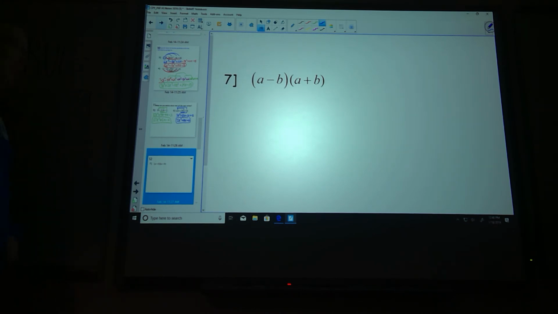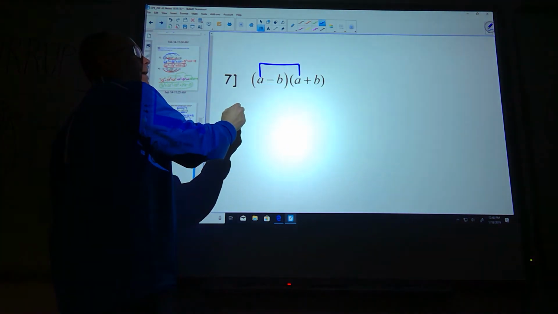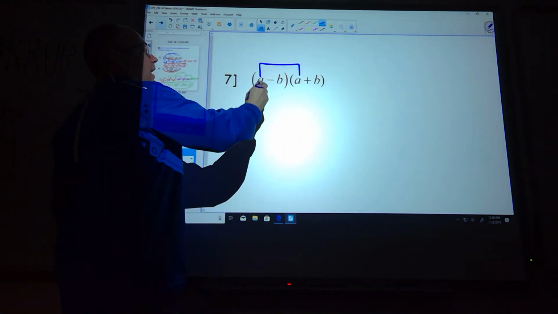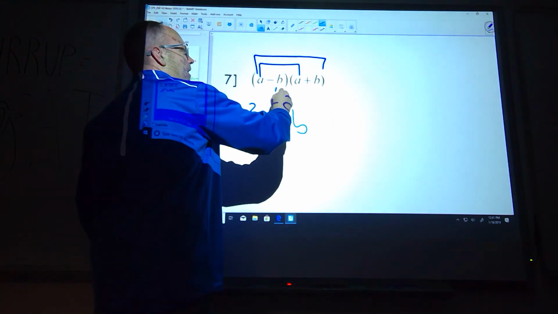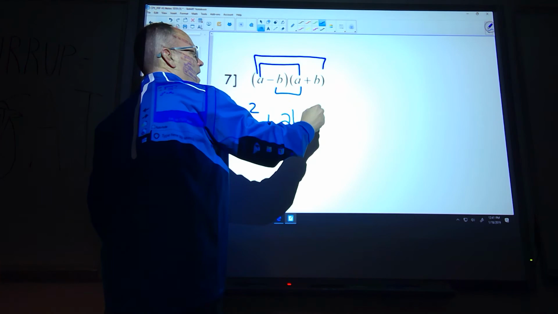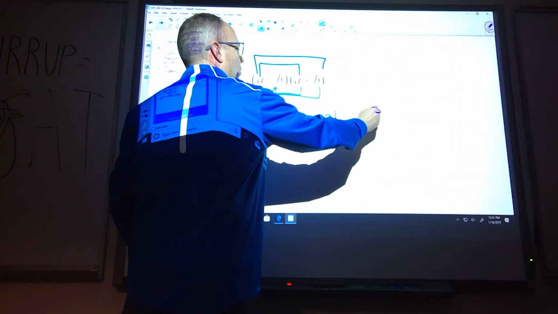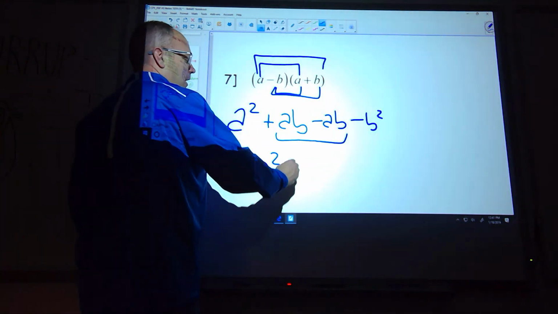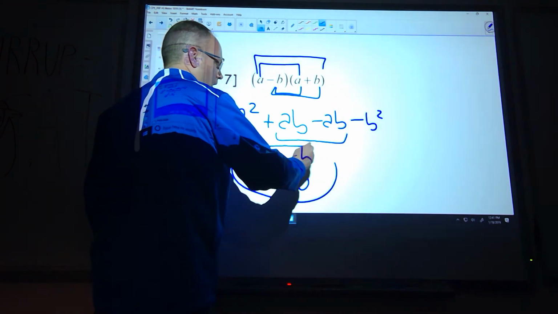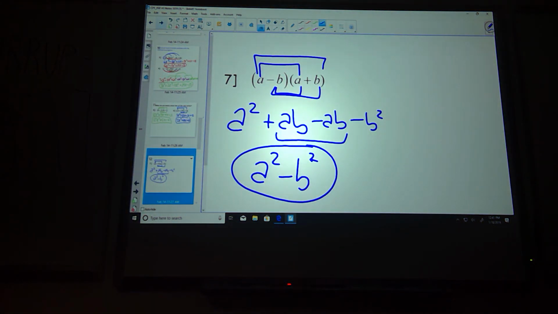All right. I think this is almost the last problem. What is a times a? What do you think a times a would be? A squared. Very good. And then a times b is ab. Then multiply that, and it's going to be negative ba or negative ab. And then that's going to give me negative b squared. These are opposite terms. They cancel out. So I'm left with a squared minus b squared. This is actually called the difference of two squares. That's something that we'll get to later. But that's how you do that problem.